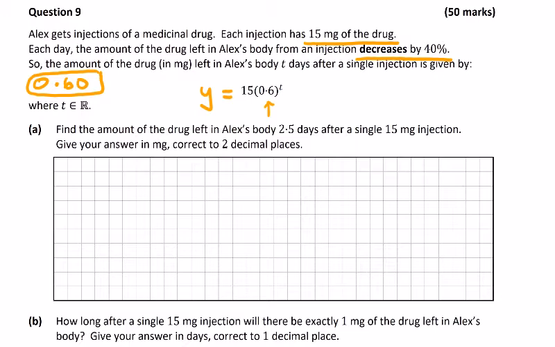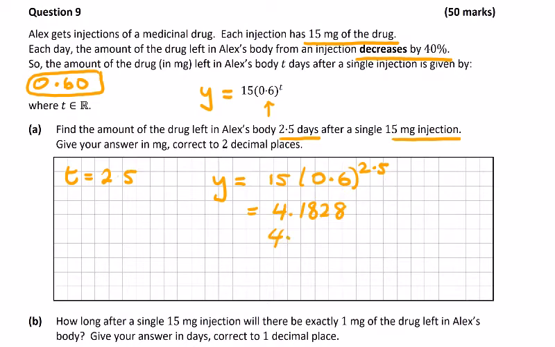So find the amount of drug left 2.5 days after a single injection. So t is equal to 2.5. Just sub it in here. y is equal to 15 times 0.6 to the power of 2.5. That's giving me 4.1828. Correct to 2 decimal places, 4.18 milligrams. I'll put the units in. That will be left if he just gets one injection.